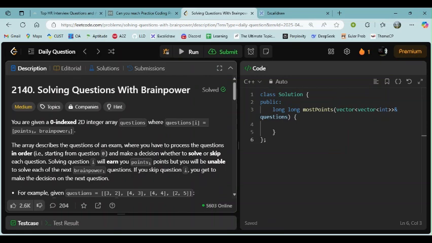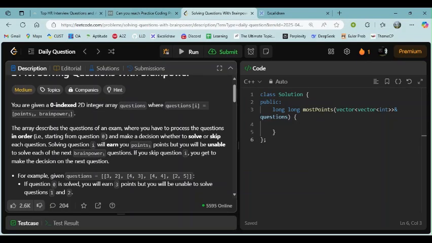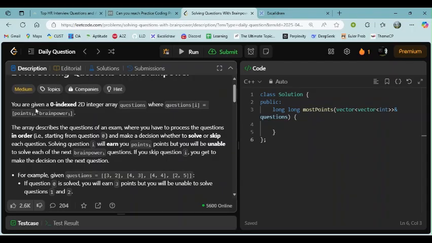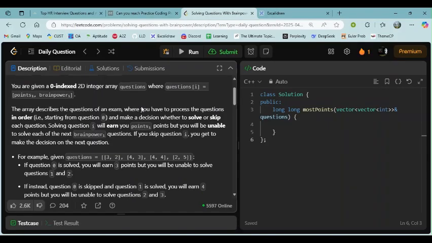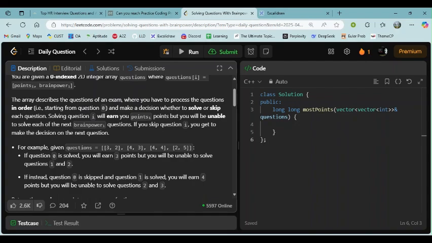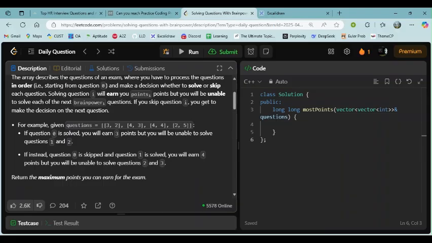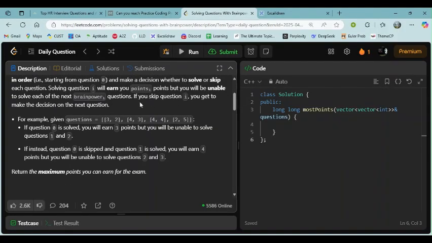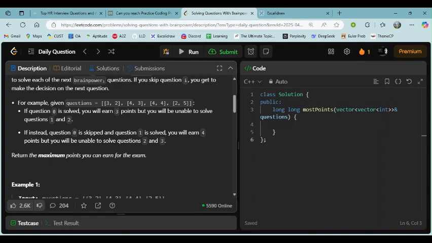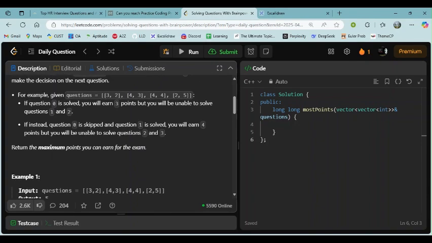Hello everyone, this is our today's problem of the day on LeetCode, Solving Questions With Brainpower, in which we are given a 2D integer array questions where questions[i] = [points_i, brainpower_i]. The array describes the questions of an exam where we have to process the questions in order and make a decision whether to solve or skip each question. Solving question i we will earn points_i, but we will be unable to solve the next brainpower_i questions. And if you skip question i, you get to make the decision on the next question.